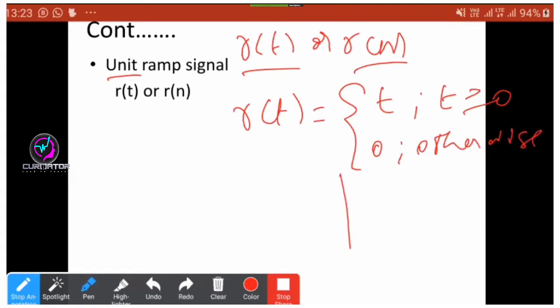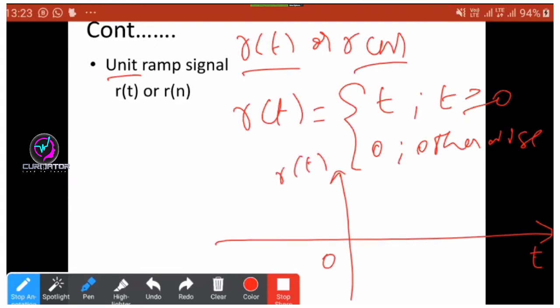That means 0, this is t, this is r of t. Here it is 1, here it is 2, here it is 3, 4. For the negative values of t, we will get 0 as mentioned in the definition. For positive values of t, r of t will be equal to t.